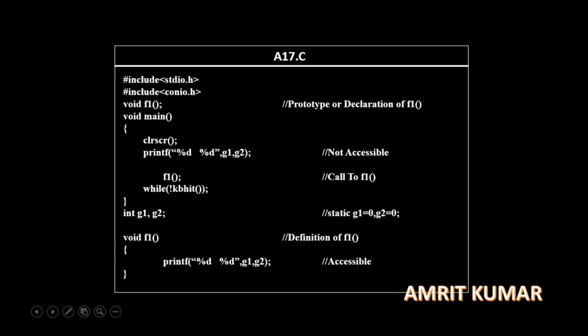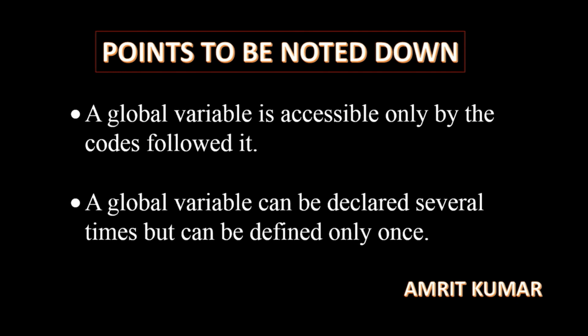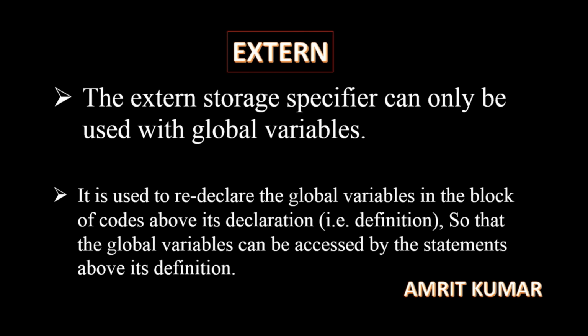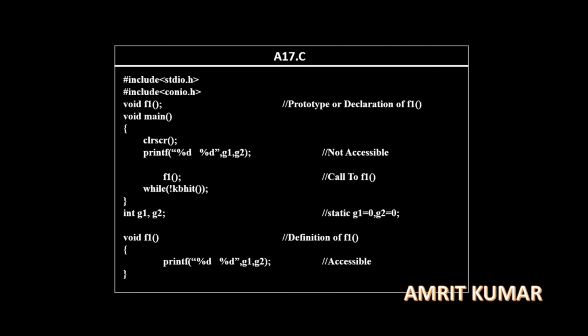And we have studied here that it is used to redeclare the global variable in the block of the code above its declaration, that is, definition, so that the global variable can be accessed by the statement above its definition, and that is an important point. So here we are not accessing G1 and G2, which are global variables, because they are declared here and not here. Therefore, we are unable to access this.